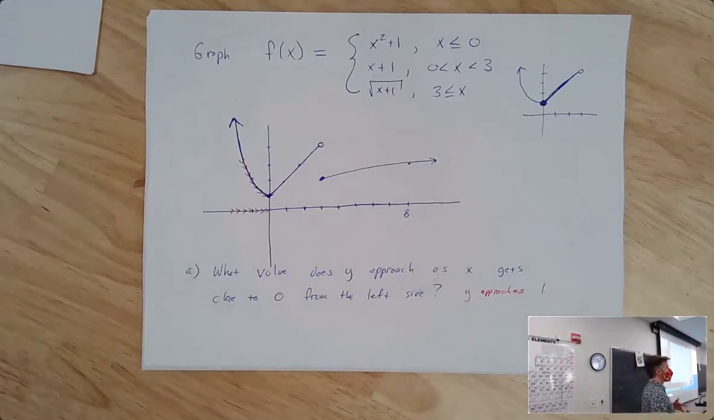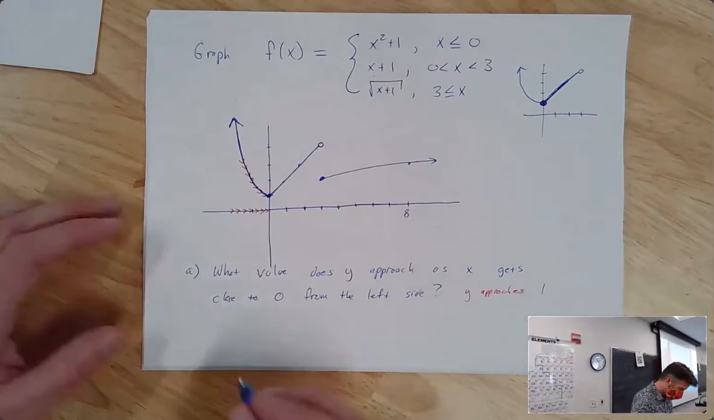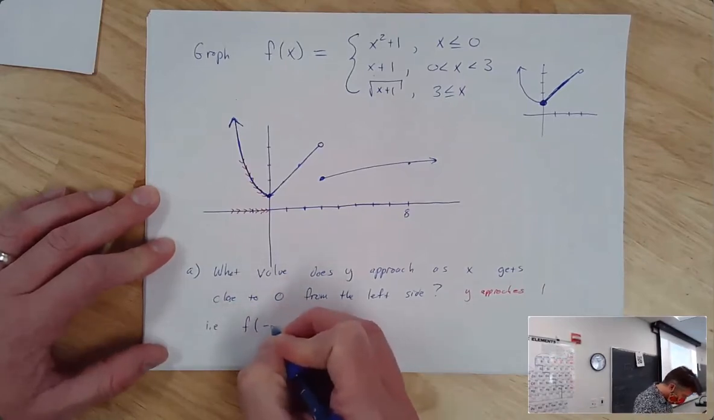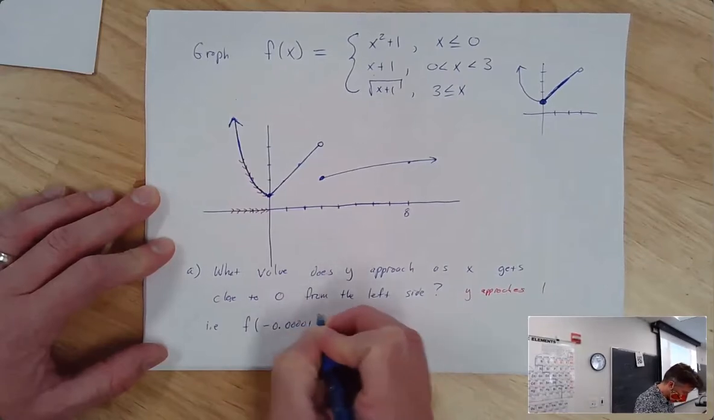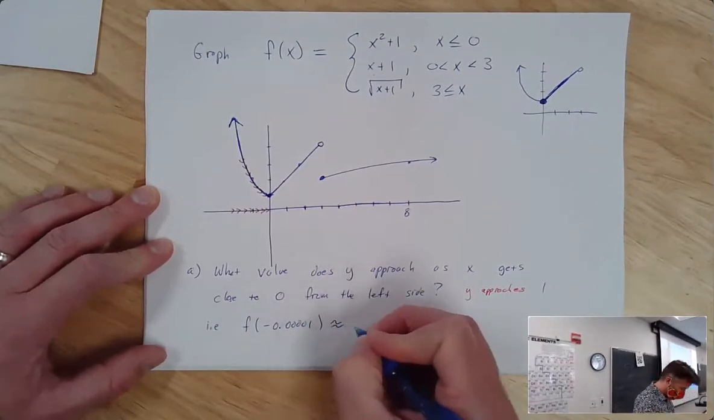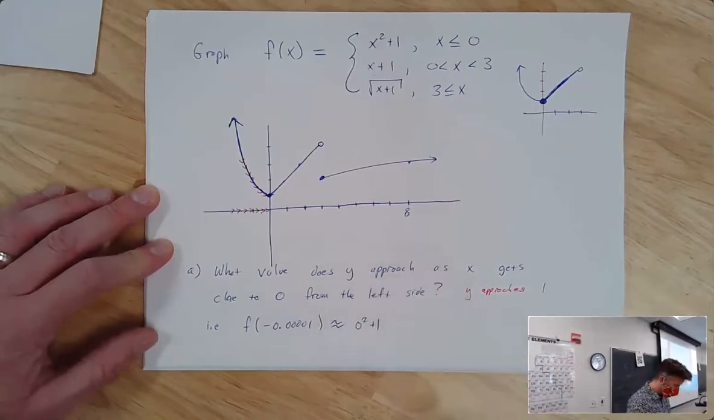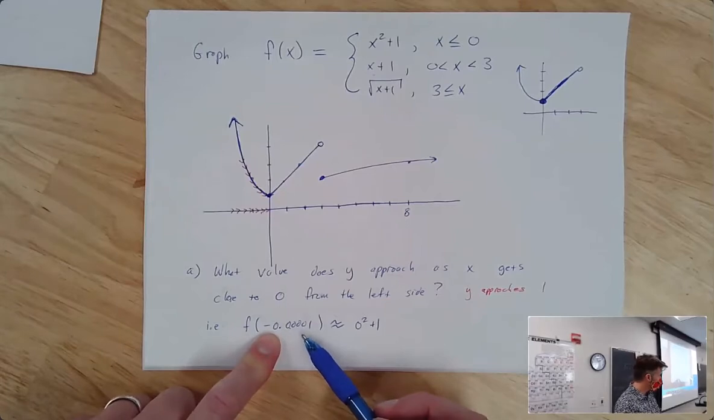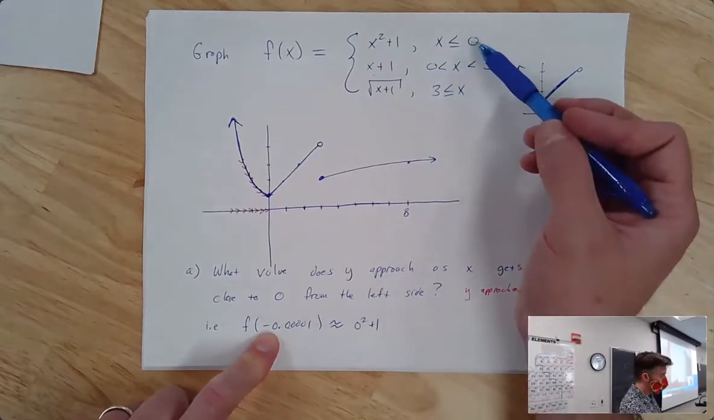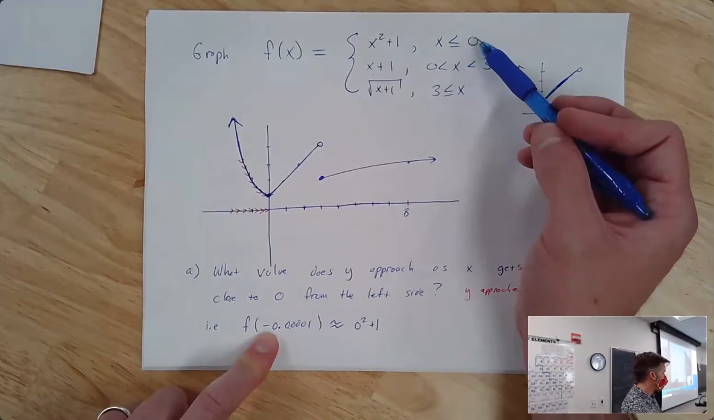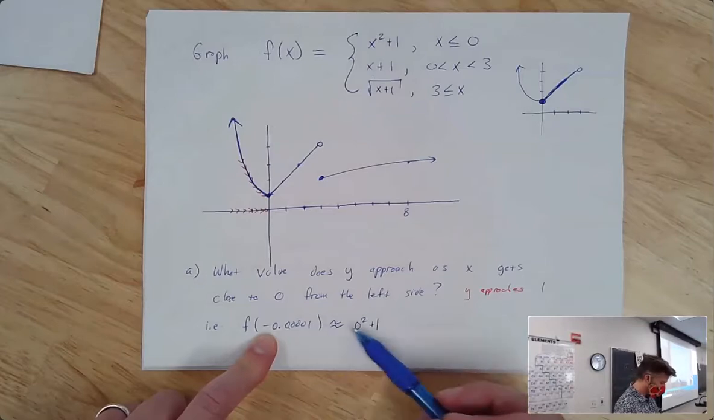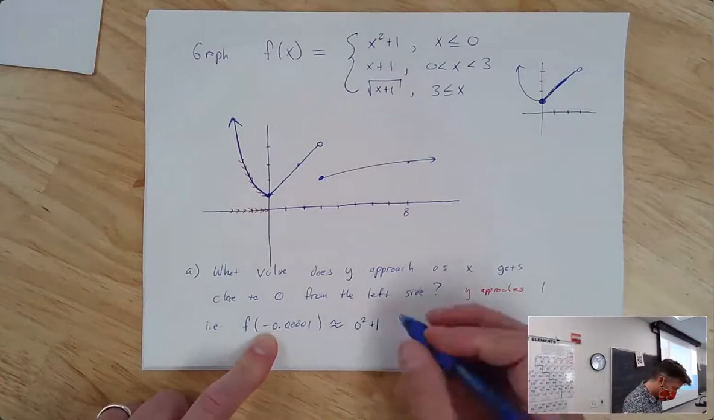Another way sometimes people say this, although it's not 100% mathematically correct, is to think of a value that is really, really close to what x is approaching. For example, f of negative 0.00001 is essentially 0 squared plus 1. Because if x is a little bit negative, we have to pick the piece of the piecewise function where x is less than 0. A very small negative number squared is going to be essentially 0, and that's going to be 1.